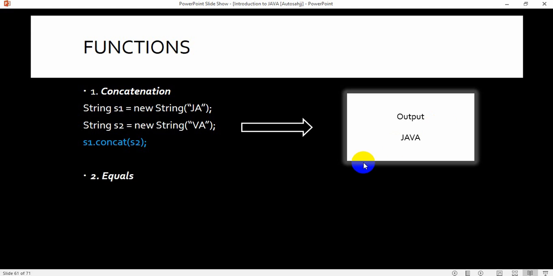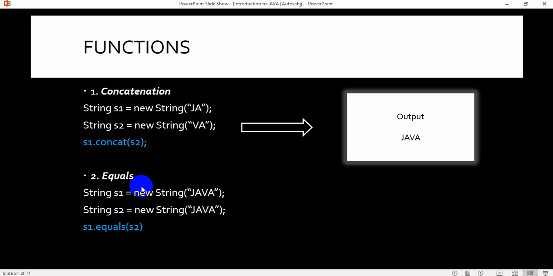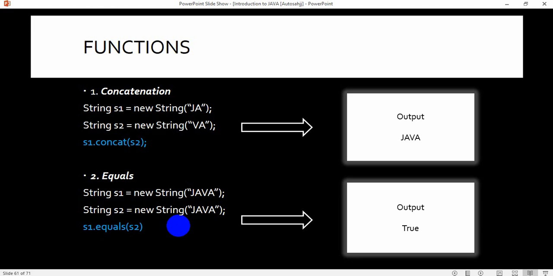Now next is equals. This function will check the equality of two strings. In this example, we have both strings with the same characters, and here you have to notice that the positions of the characters are the same, 0 1 2 3, it is also having 0 1 2 3, and the case of the string is also the same. So when this function executes, it will give the output true.